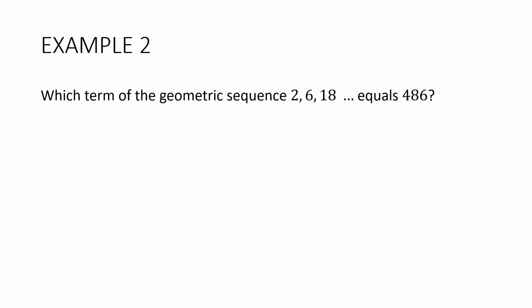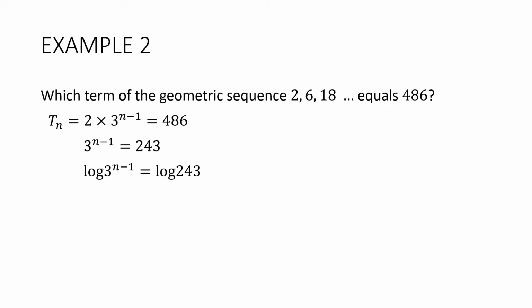Example 2. Which term of the geometric sequence 2, 6, 18, etc. equals 486? So again, we're going to use our formula. We know a is 2, we know r is 6 divided by 2, which is 3, but we don't know n. So substituting in, we get 2 times 3 to the power of n minus 1 is equal to 486. Now, these sorts of questions, finding the value of n with a geometric sequence, are always going to involve logs. So the first thing we need to do before we take logs of both sides is get rid of this 2. So divide both sides by 2. 3 to the n minus 1 is equal to 243. Taking logs of both sides, we get this.